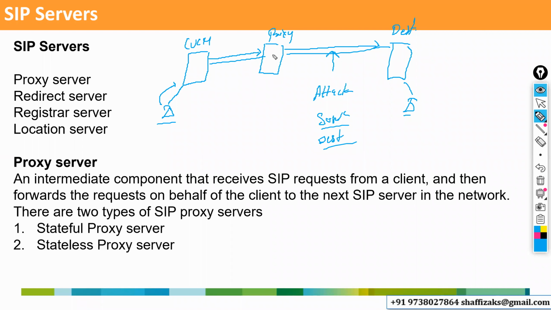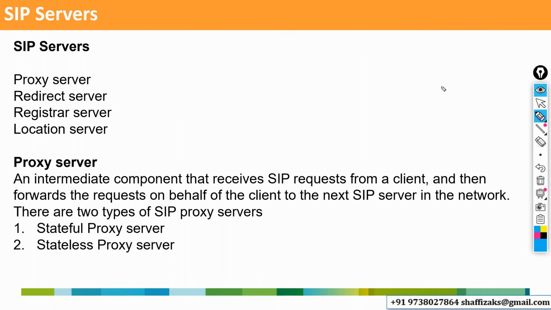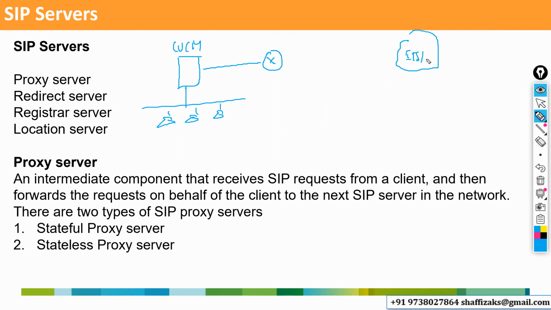But as I have discussed earlier, generally we will not implement all these servers on the customer end. We implement them on the provider end. How exactly on the provider end? Say I'm having a topology like this. Example, this is my CUCM, and the IP phones are registered under this CUCM. Then we have a gateway, and this gateway is connected to the ITSP.